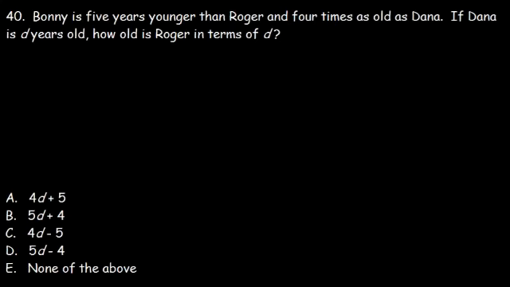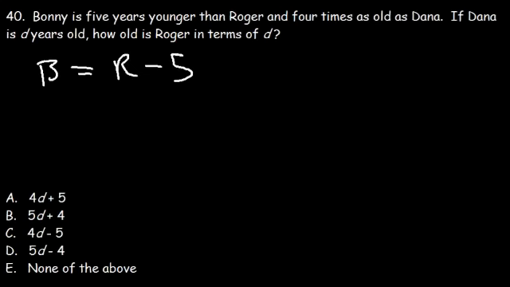So let's start with the first part of the sentence. Bonnie is 5 years younger than Roger. How can you write an equation between Bonnie and Roger? So therefore Bonnie is Roger's age, but minus 5. So if Roger's like 40, Bonnie would be 35. 40 minus 5 is 35. So therefore Bonnie would be 5 years younger than Roger if Bonnie was 35 and Roger was 40.